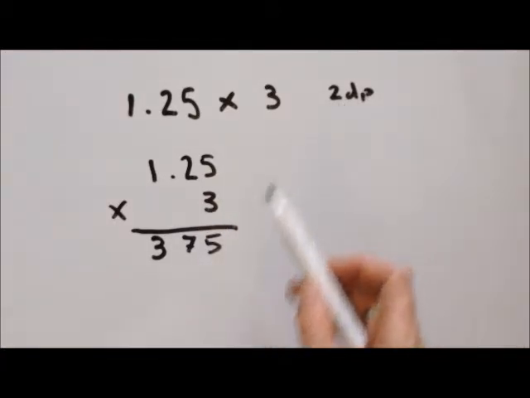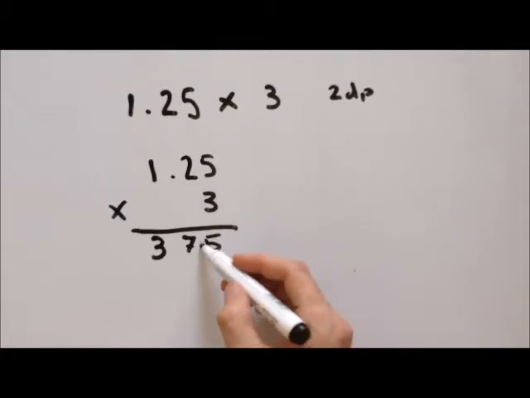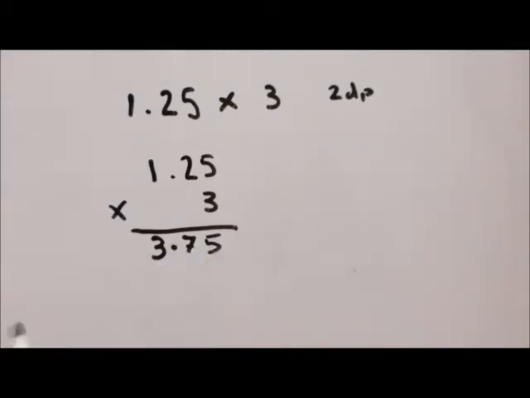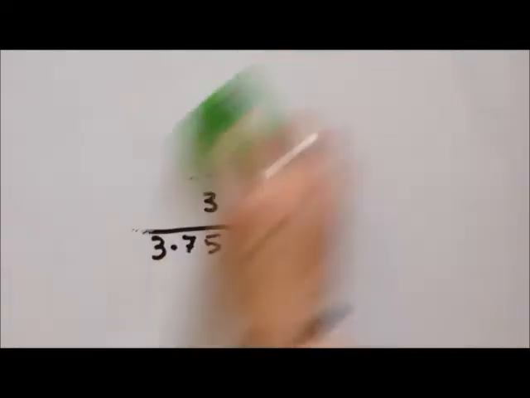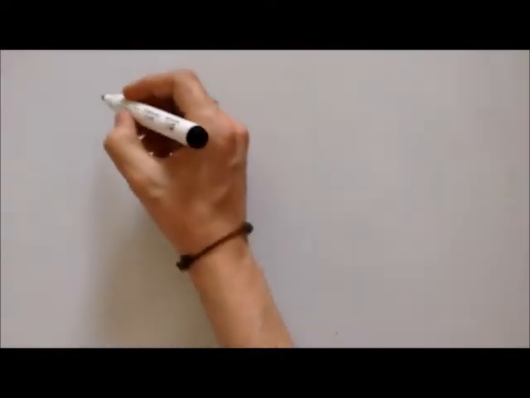Now, how many decimal places have we got? 2. 1, 2, and we place that there. So our answer, 1.25 multiplied by 3 equals 3.75. Let's do one more. Okay, let's do our final problem.